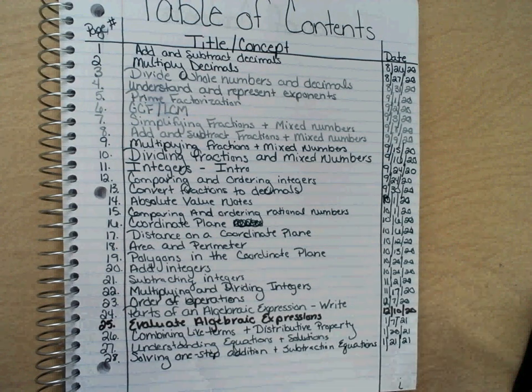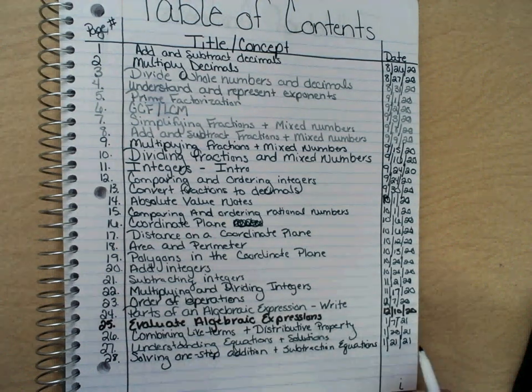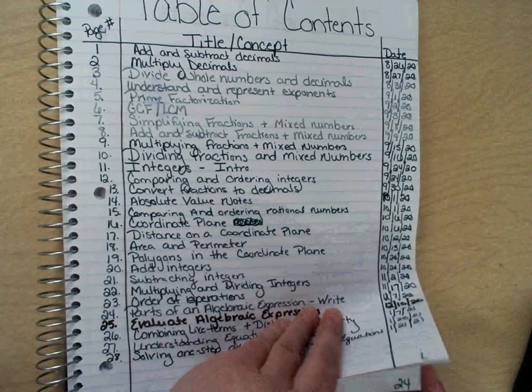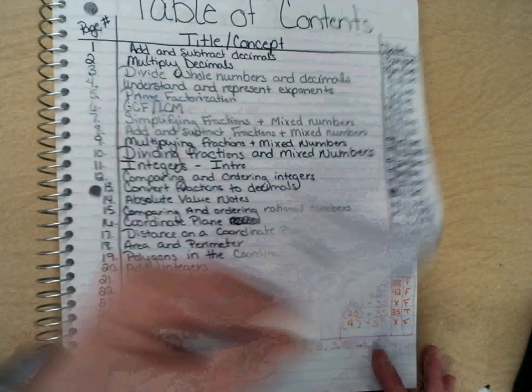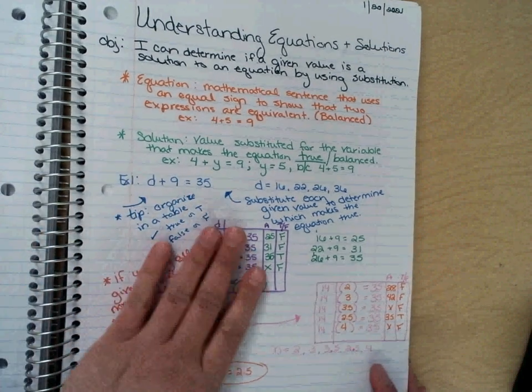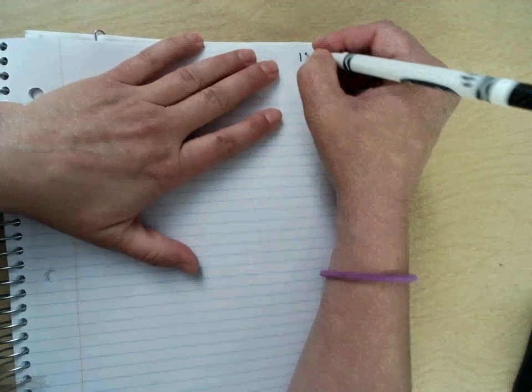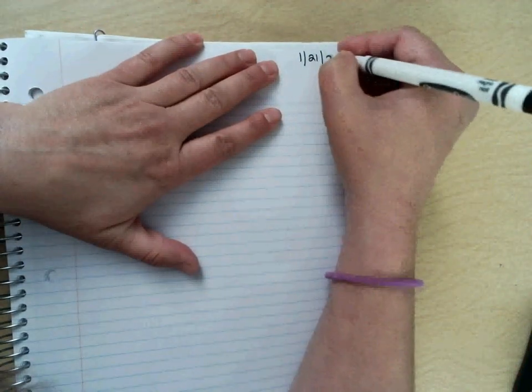12121, which is a palindrome. It's the same forwards as it is backwards. And so we're turning to the next available right and left side page, right past our understanding equations and solutions. So down here at the bottom we're going to write page 28. Flip this bad boy over. Right, 12121.